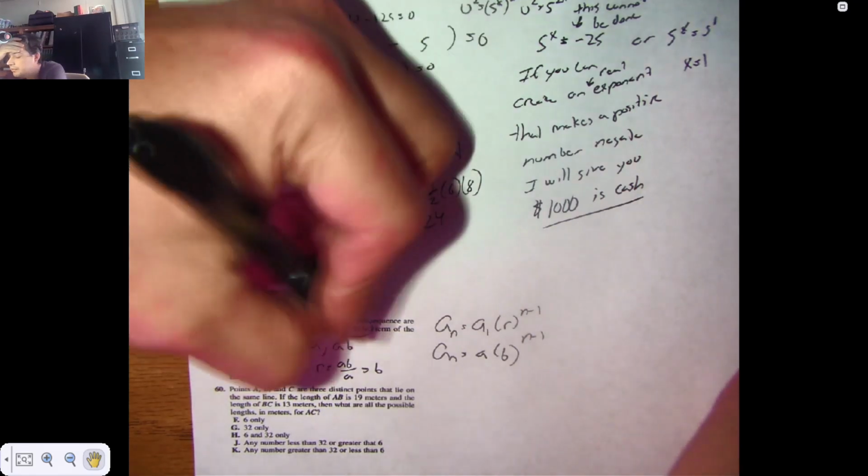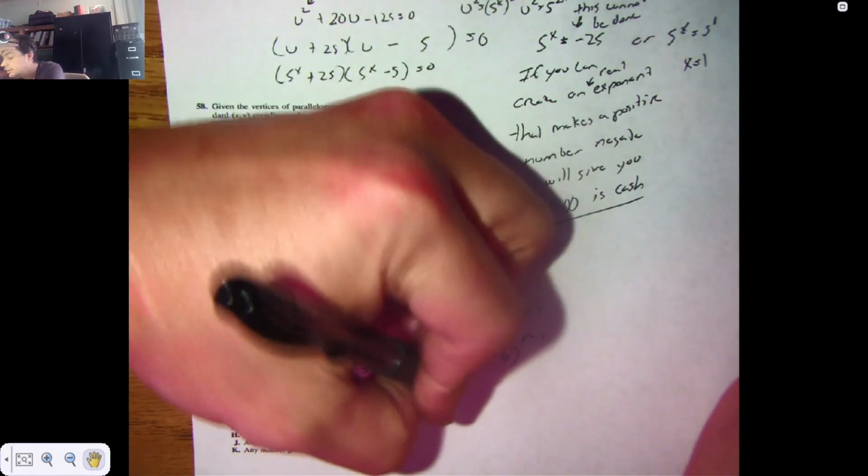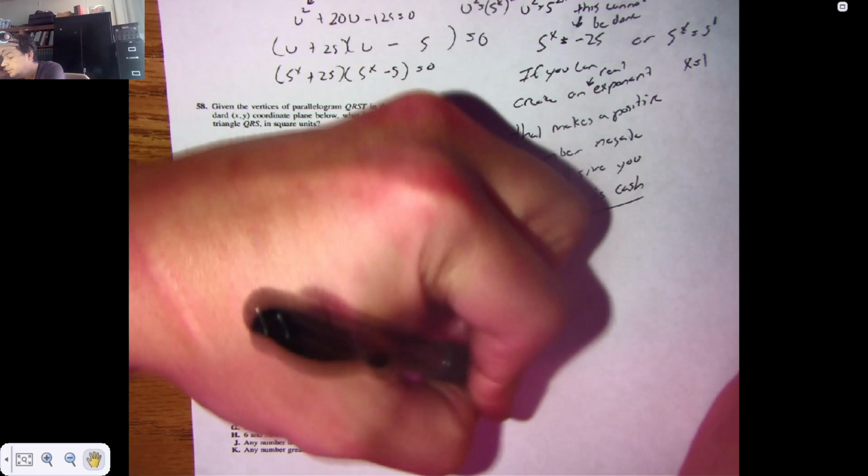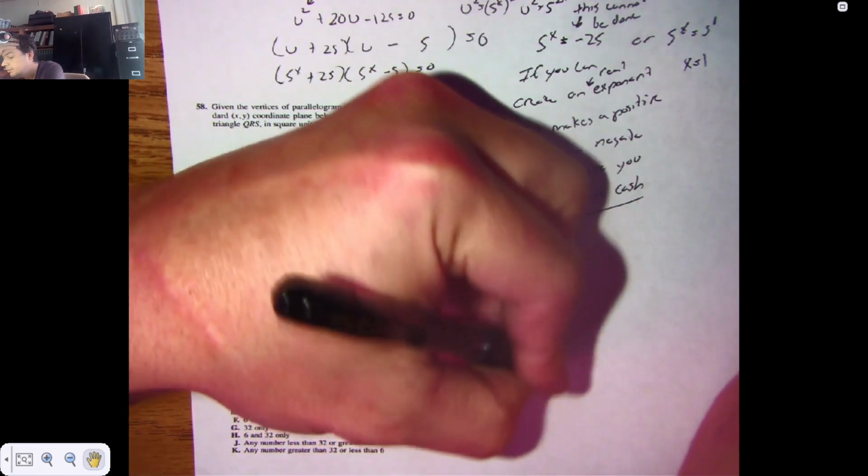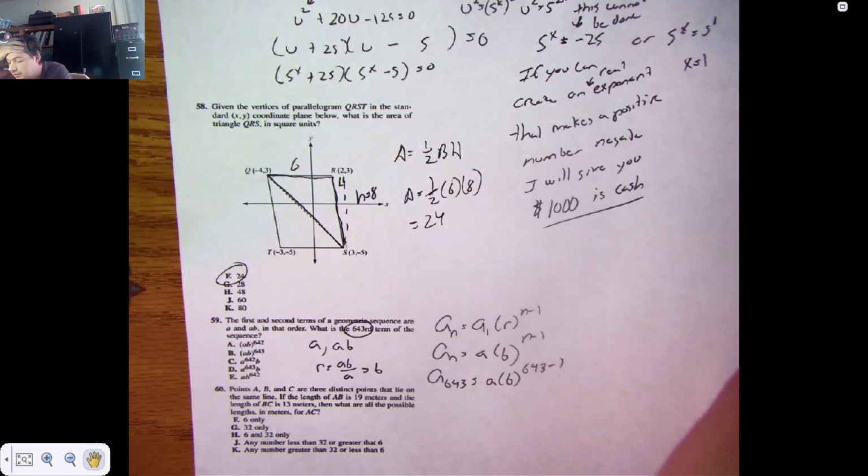They want the 643rd term. A to 643 is A times B to the 643 take away 1. And 643 take away 1 is 642. Choice E.